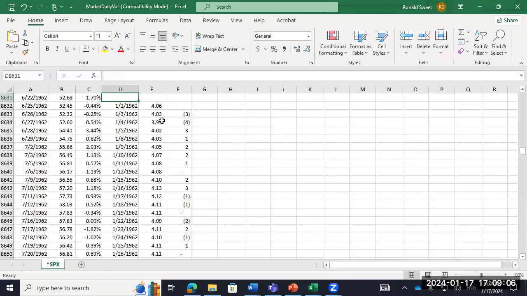And then I got the 10-year treasury back to 1962. I wasn't alive then, but quickly afterwards I was. So that's almost my birth year, 1962. And then I have it changing in basis points. It went from 4.06 to 4.03, so it fell 3 basis points.